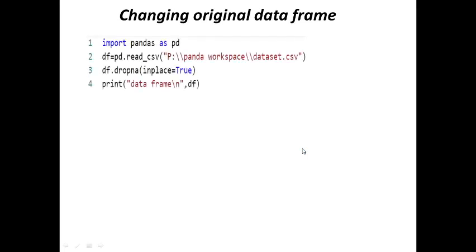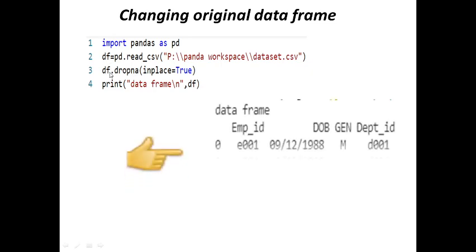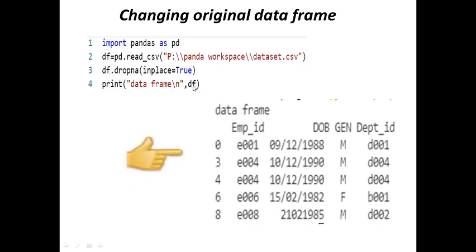Now if you want to change existing or original data frame, you need to pass parameter to drop_NA function and that parameter is in place. So when we write in place equals to true, drop_NA function will change the existing or original data frame. It will change this df, right? So when we run this code, output will be, so value of this df will be this, only those rows that don't contain null, right?